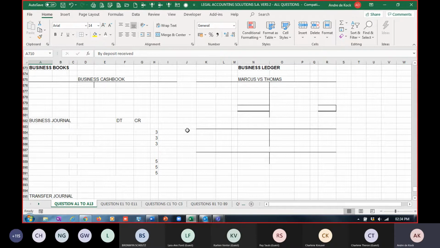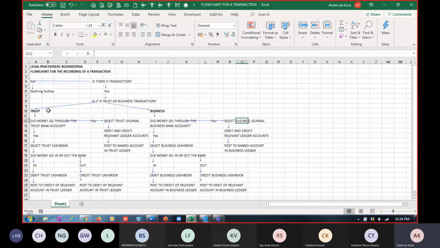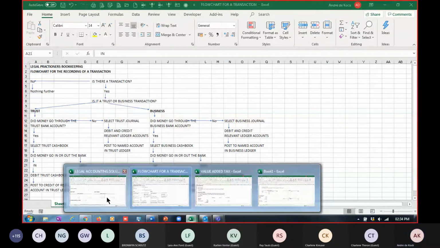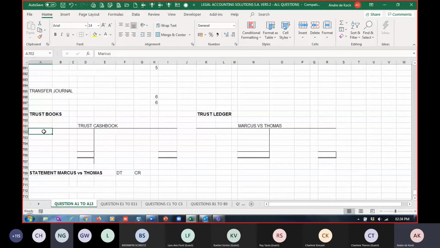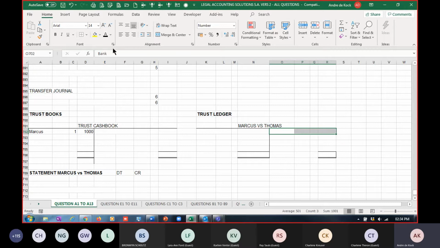And then he gives you a covering deposit of 1,000 rands in cash. Is there a transaction there? Yes, there certainly is a transaction there. Is it trust or business? It is trust. Does money go through the trust bank account? Yes. Cash book, money in. So we are going to debit the trust cash book with 1,000, and we're going to credit Marcus in the matter of Thomas with 1,000.